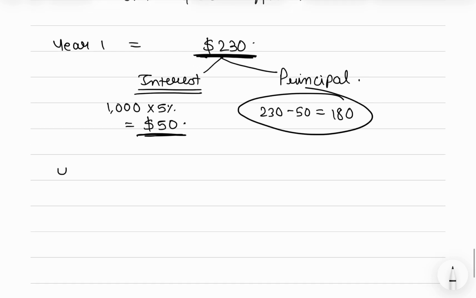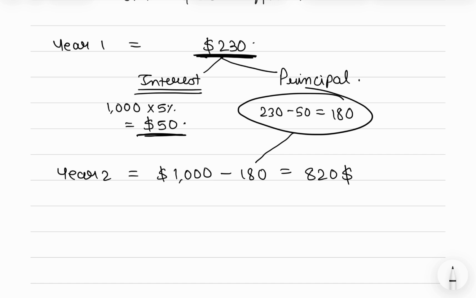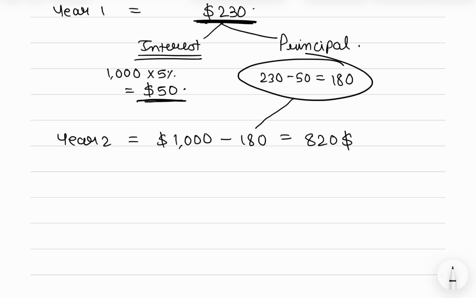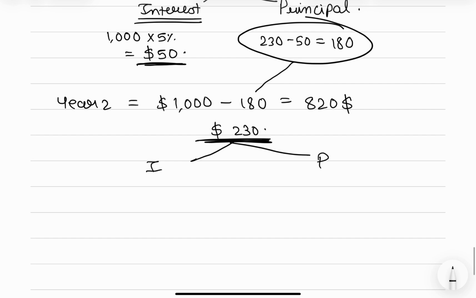Now in year 2, the loan that was initially of 1,000, we have already paid 180 in that, and now the remaining loan would be $820, right? This year also we will pay an EMI of 230, right? And in this 230 we again have the interest and the principal part of it. Now very important thing, the interest would not be on 1,000, it would be on the balancing loan, that is 820.